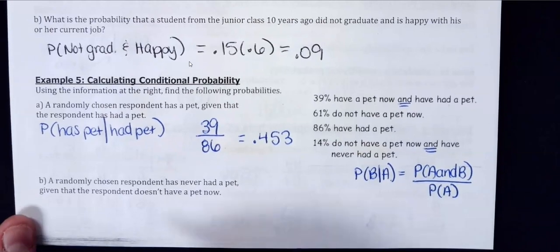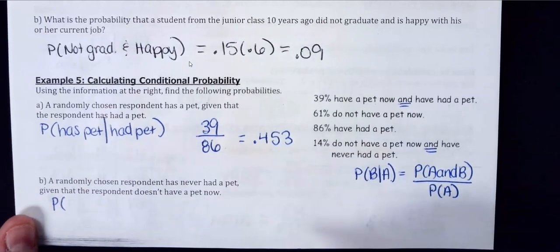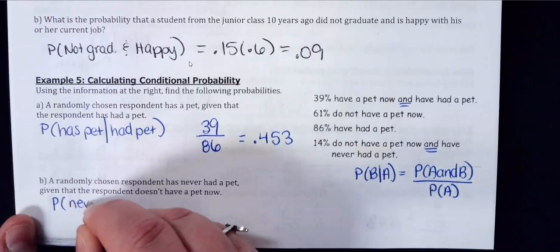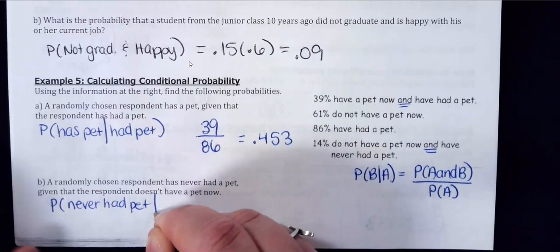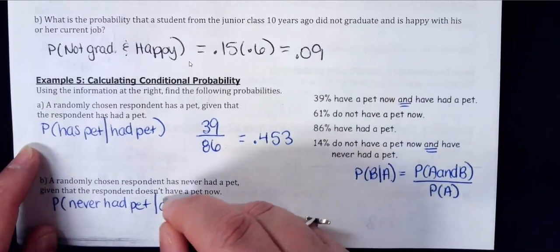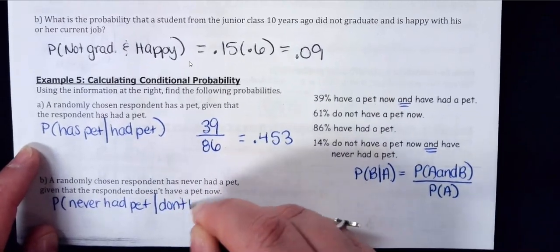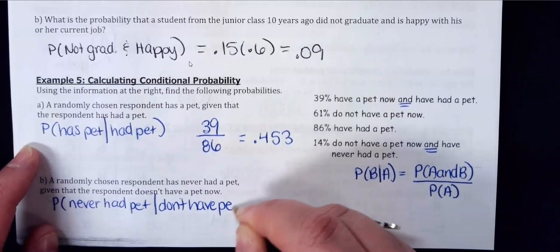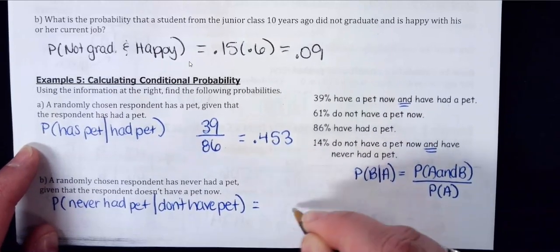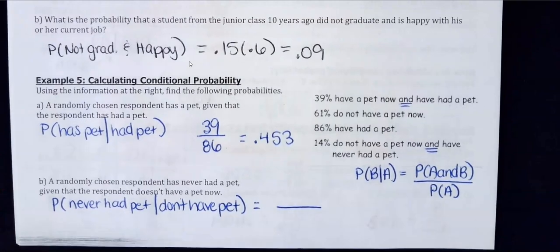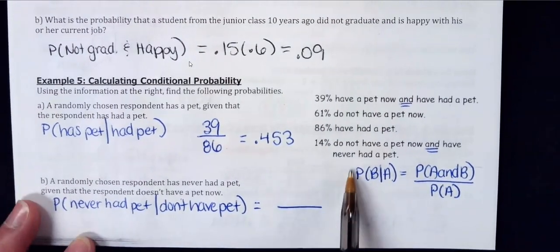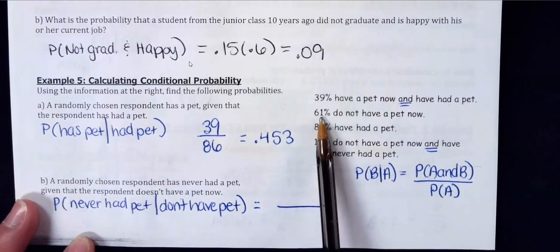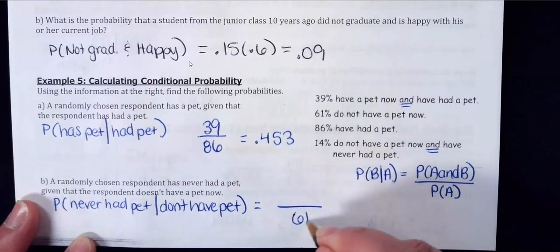Okay, now my last one. Randomly chosen person, never had a pet, given that they don't have a pet now. Okay, so they don't have a pet now, that's the condition, so that goes on the bottom. So I'm going to look through here. Do not have a pet now is 61%, so that's going to go on the bottom. That's the condition.